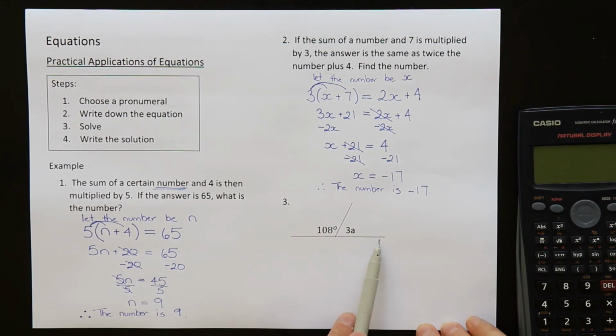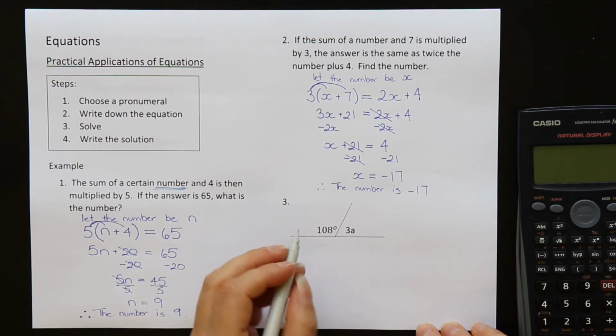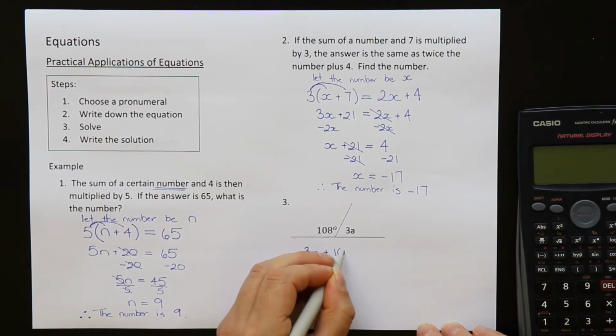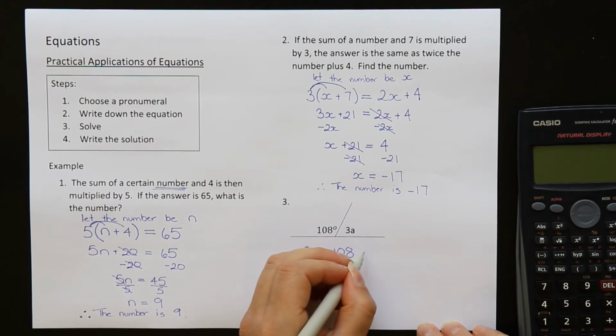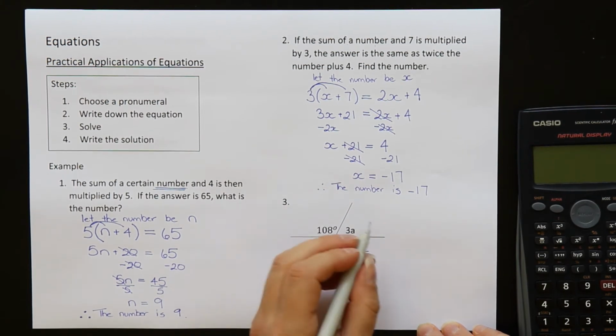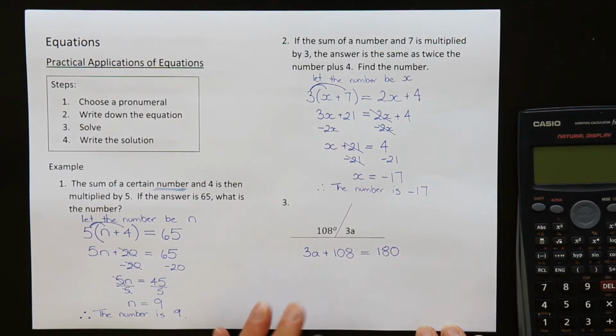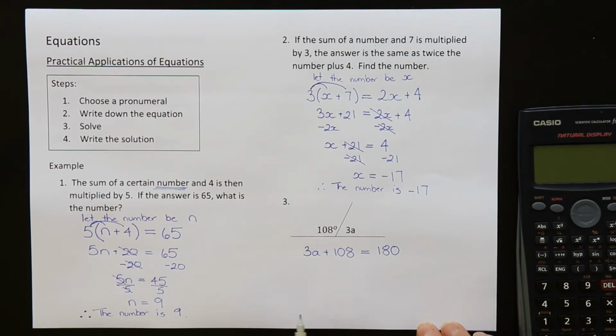I do know that a straight line, now if you've done a little bit of geometry, hopefully you know that a straight line like that is a total of 180 degrees. So those 2 angles there, if I add them together, should be equal to 180 degrees. So that's going to be my equation. I'm going to add 3a plus 108. Those 2 angles together make the straight line, which is 180 degrees. So there's the equation. Now I need to solve it.